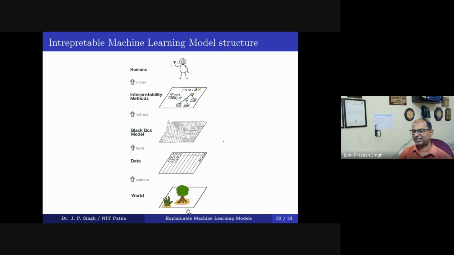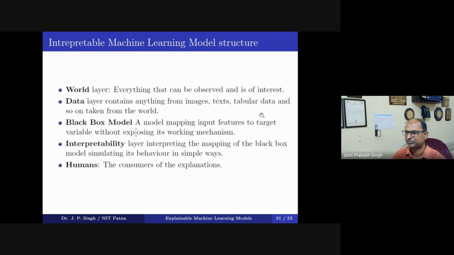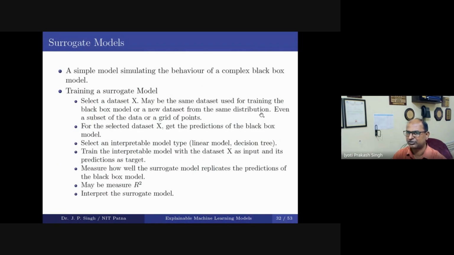So in general, I think by this time it is already clear to you. If we have a world, then we created data models from basically data representation. We create a black box model out of that, and then we create the interpretability model as an extra layer, and then that interpretability layer is shown to the human, how this result goes. Right? So far, I hope it's going well.